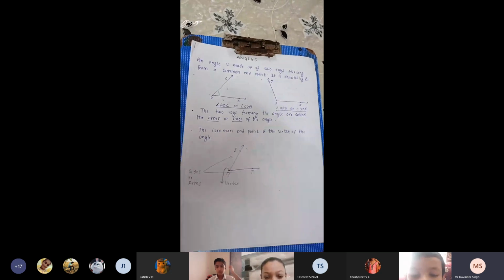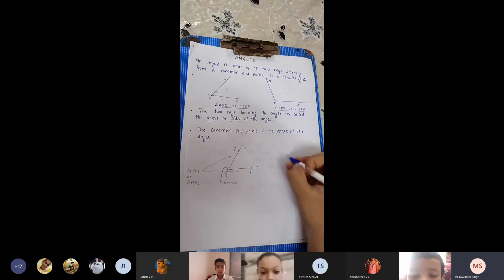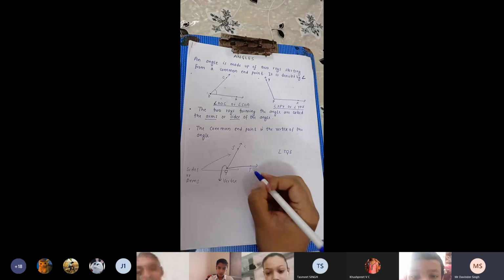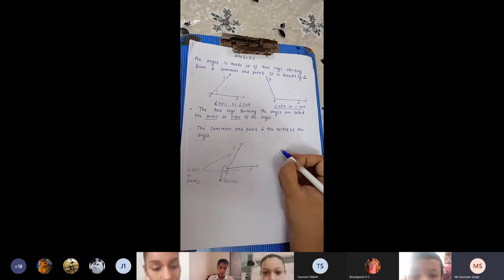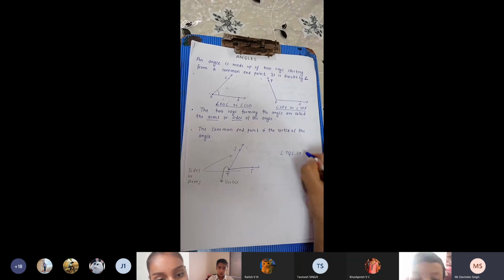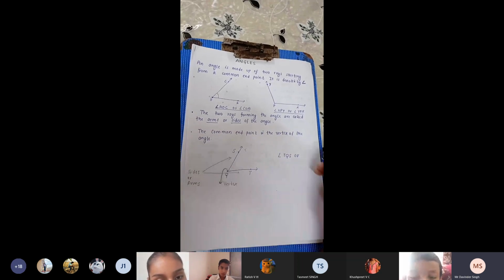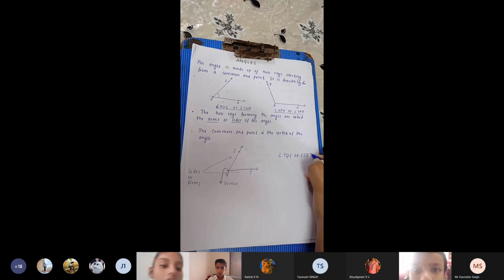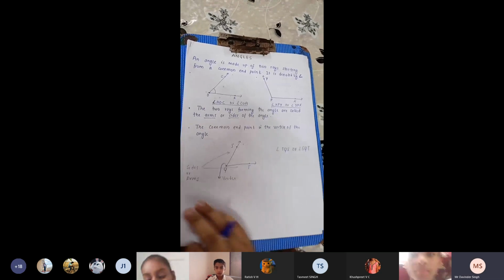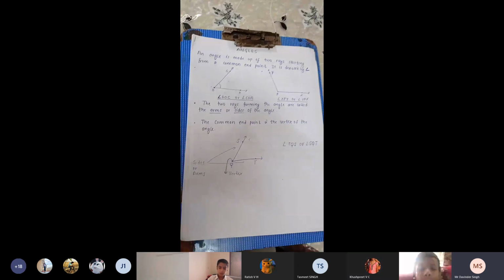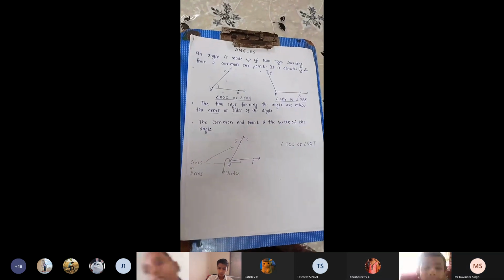So how will I name this angle? I can name it angle TQS, or I can name it as angle SQT. This is not L, this is angle TQS. These are the two sides or the arms, and this is the vertex. Is it clear to all of you? Any doubt in this?